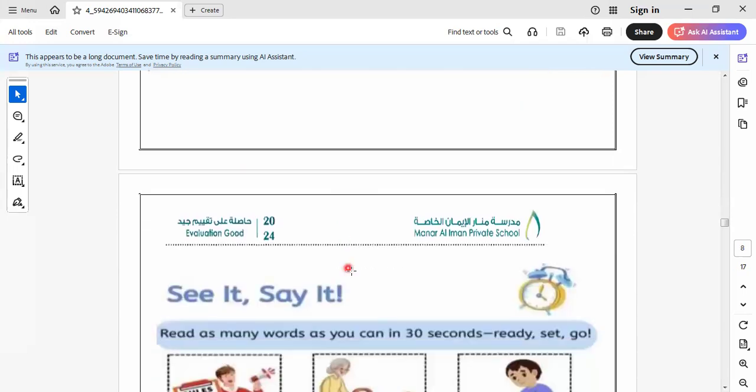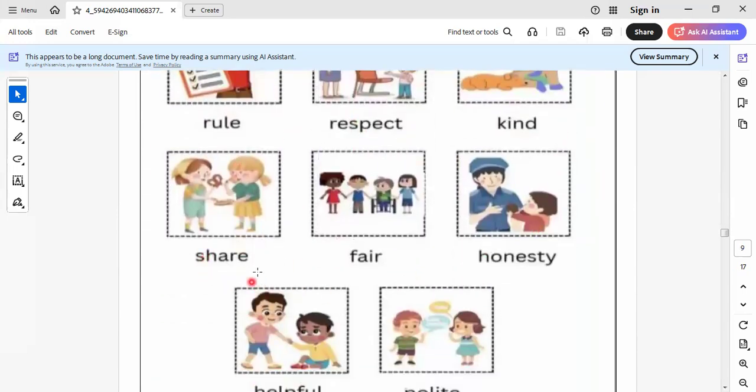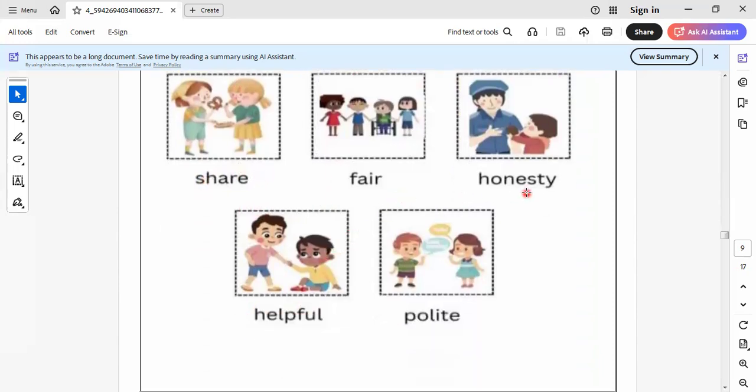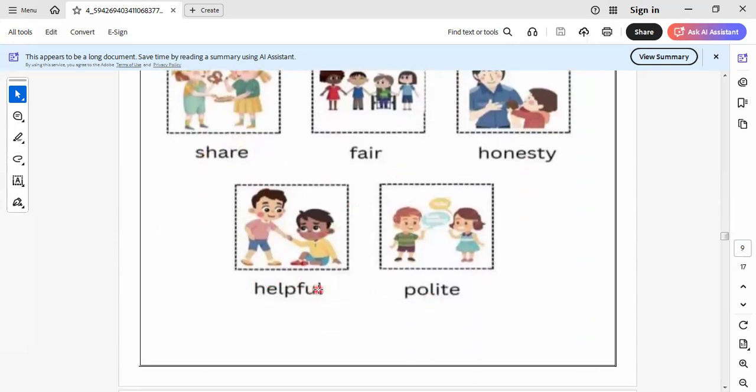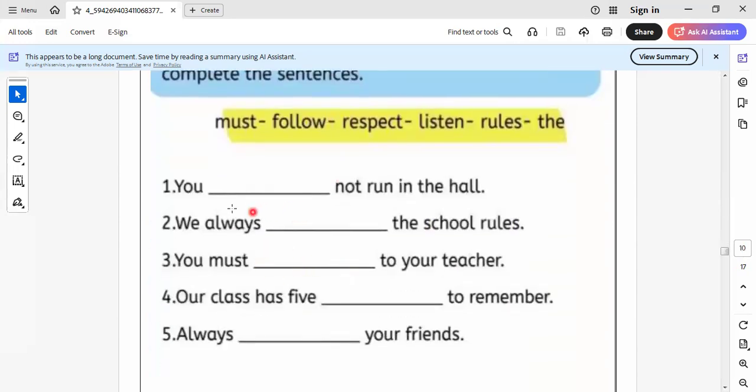Let's go to Unit 2. Here we have rule, respect, kind, fair, honesty, polite, helpful. So let's go to another one here. You mustn't run in the hall. So here it will be, you mustn't run in the hall.